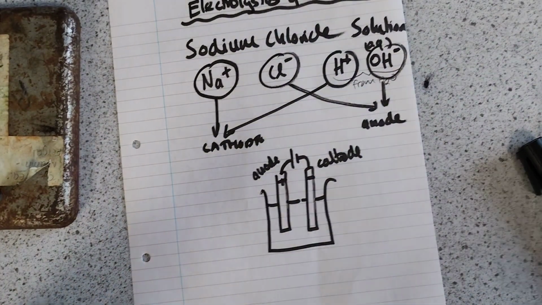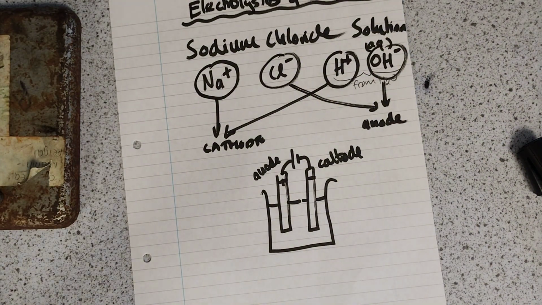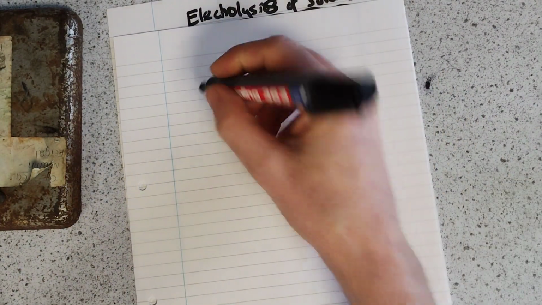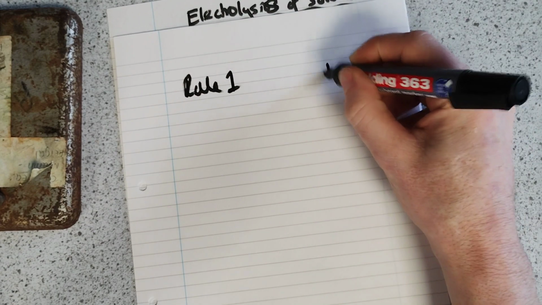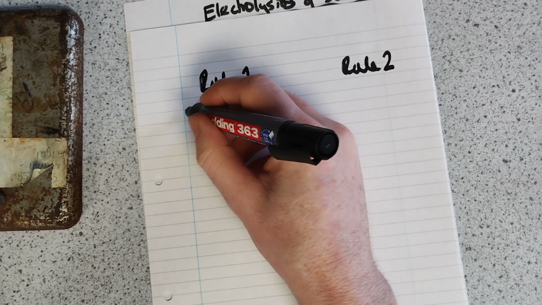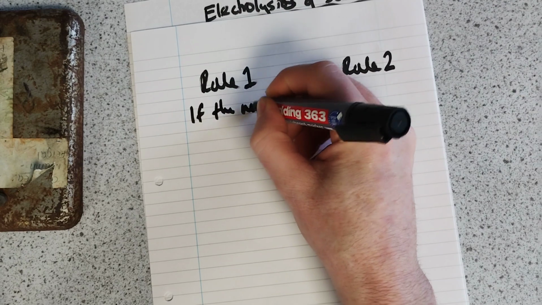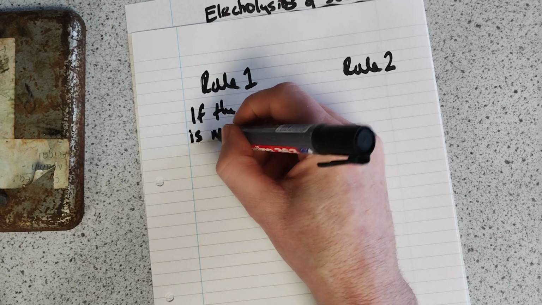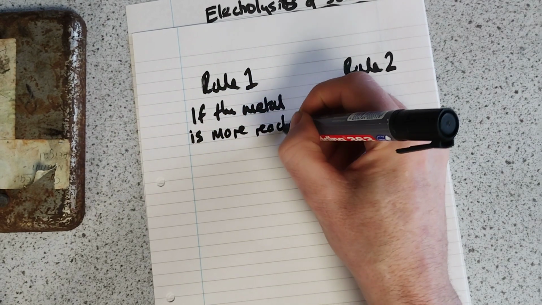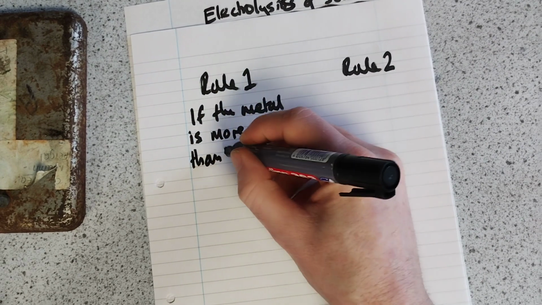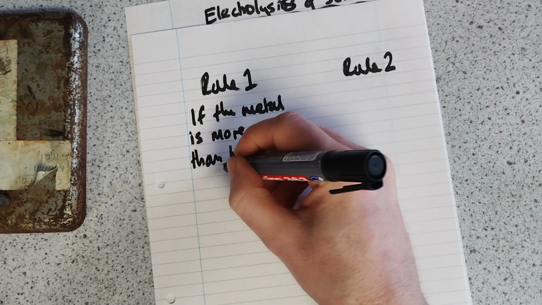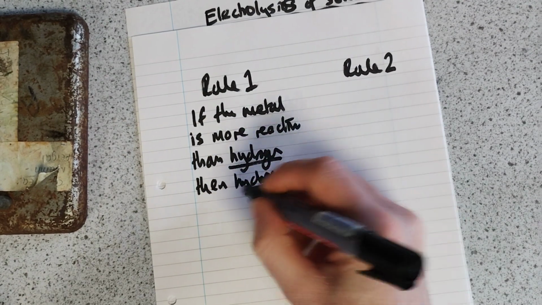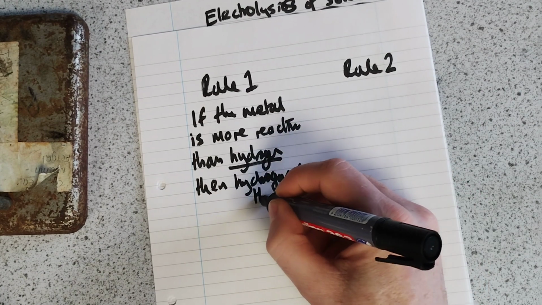I'm just going to give you now 2 rules, because this is all about being able to follow 2 very straightforward rules. So rule 1 and rule 2. Rule 1, if the metal is more reactive than hydrogen, then hydrogen forms. Hydrogen being H2.